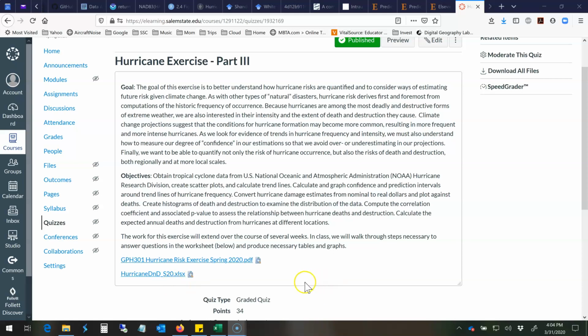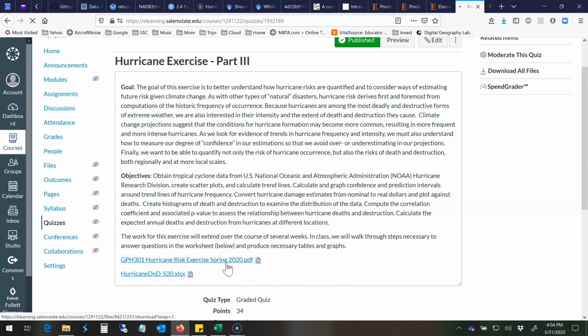This tutorial is going to be working with Microsoft Excel application on a computer, so it presumes that you have access to that. If you don't have access to that, you'll need to use the Microsoft Excel Online Web Edition, which all students have access to. If you need to use that, I'll be doing that in a separate video, and I'll put a link to that on Canvas. All right, today we're going to be looking at the Part 3 of Hurricane Exercise.